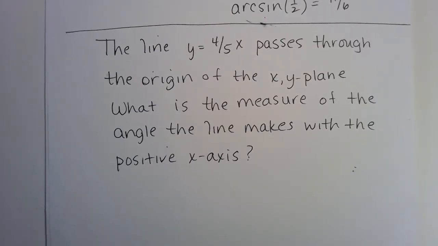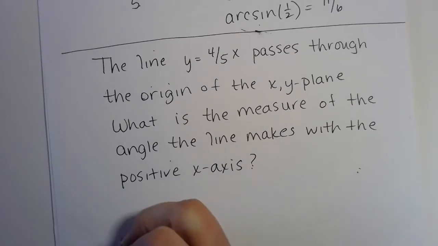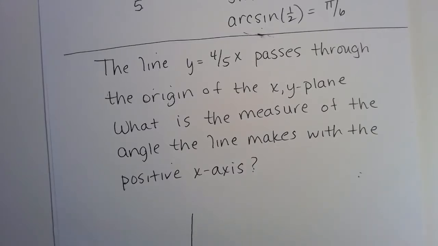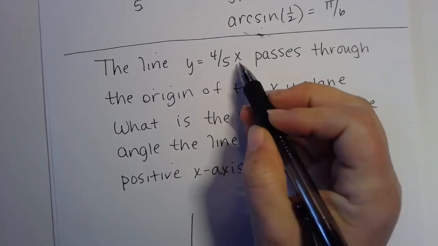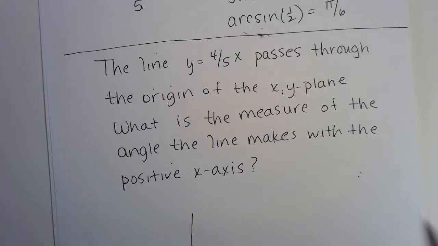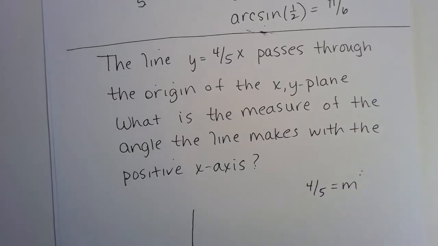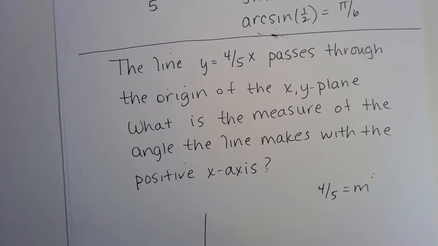We have the line y equals 4/5 x passes through the origin of the xy plane. What is the measure of the angle that the line makes with the positive x-axis? Okay, so I'm going to draw a picture here. I know it goes through the origin, and if I put in 0 here, I definitely get out 0. So I'm just going to graph my slope, rise over run, which is my m, because that's the number in front of x. So I'm going to move this 4 units to the right, this is 4.